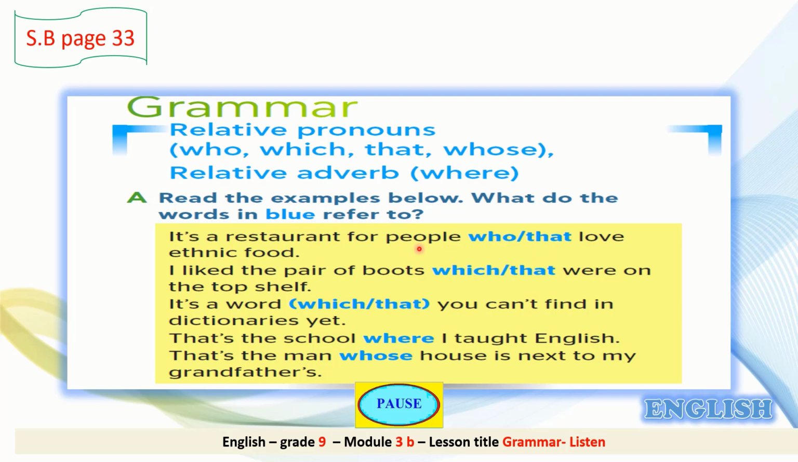Okay, now number one, what do you think the word who or that refers to? Excellent, it refers to the people. Now what about the second sentence? Which or that? What does each of these words refer to? Very good. Pair of boots. They refer to things. Now what about the next one? Excellent. Which and that here refer to the word a word. Now what about the word where? What do you think it refers to? Wonderful. It refers to the school, a place. And the last one, what does the word whose refer to? Very good. It refers to the man's house. Well done, students.